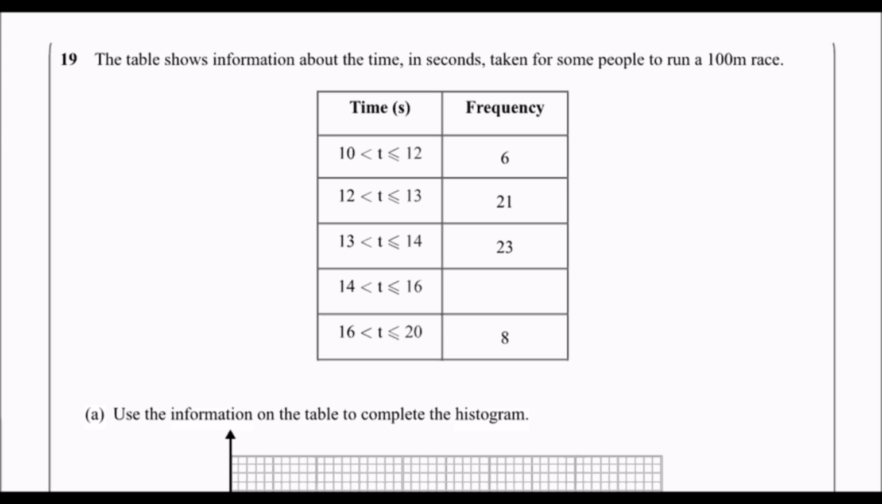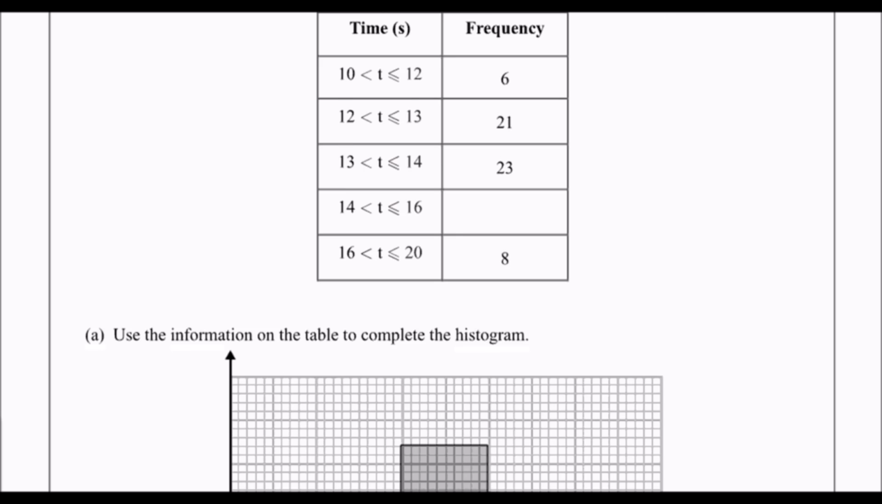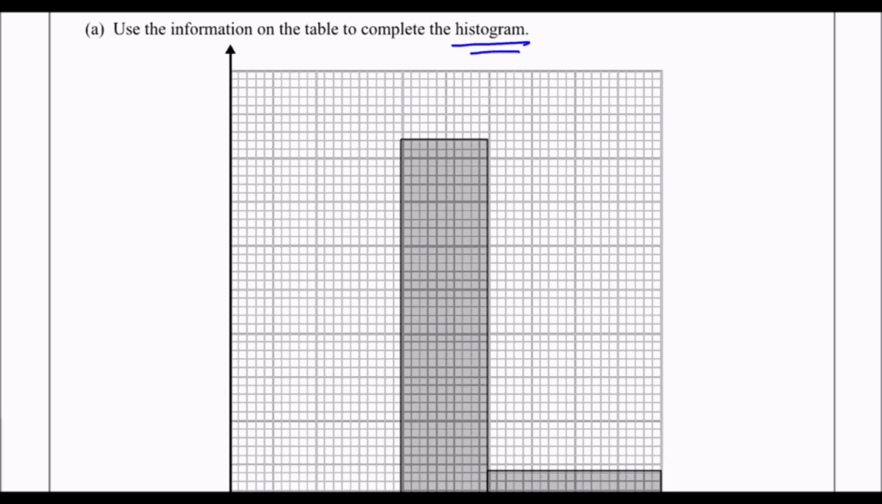Question 19. The table shows information about the time in seconds taken for some people to run a 100-meter race. So we've got the times and the frequencies. Part A says use the information on the table to complete the histogram. So we've got a histogram.